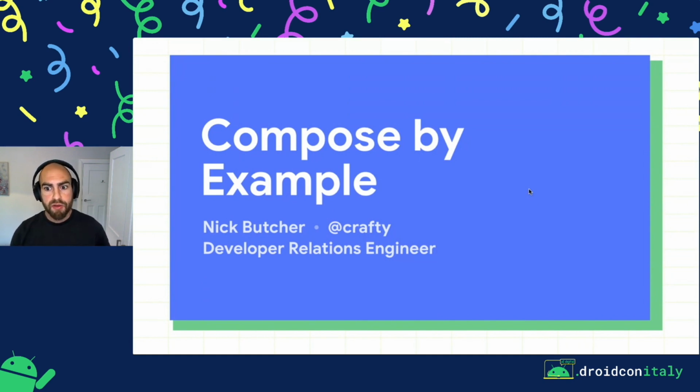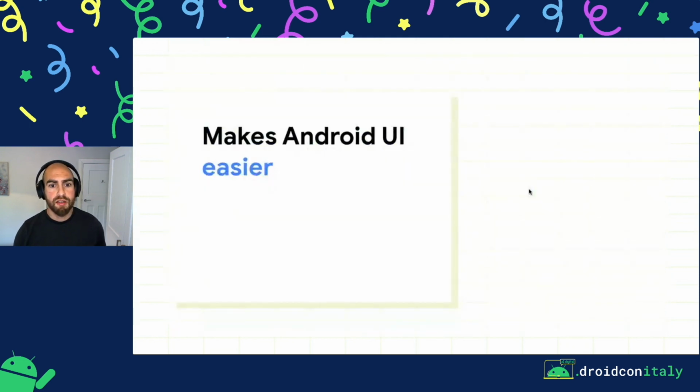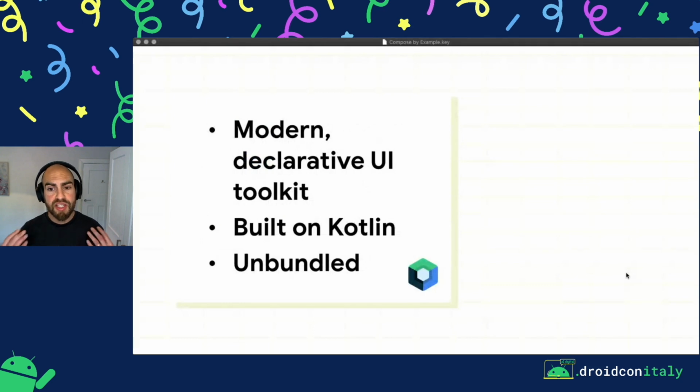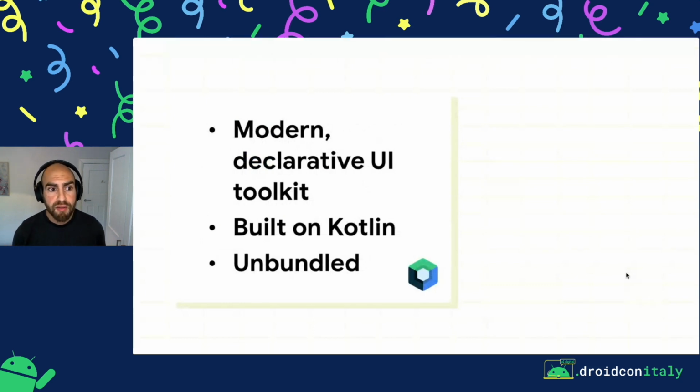Jetpack Compose is our modern Android UI toolkit that is all about making it much easier to build UIs. It's a declarative UI toolkit, using the declarative principle for building UIs. It's built on Kotlin, so it really doubles down on the wonderful language features that we know you love about the language. And it's unbundled, which means it works all the way back to API level 21, and you can get the same consistent experience across all relevant API levels and adopt it at your own pace.